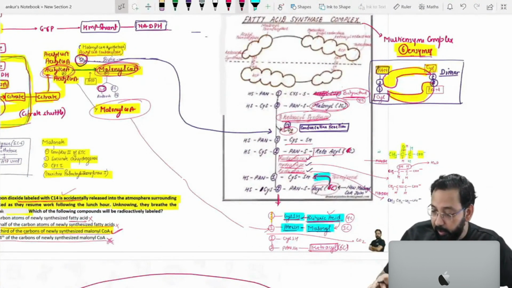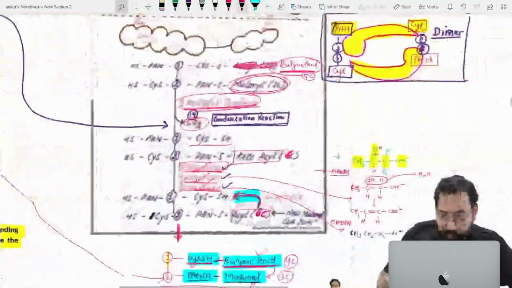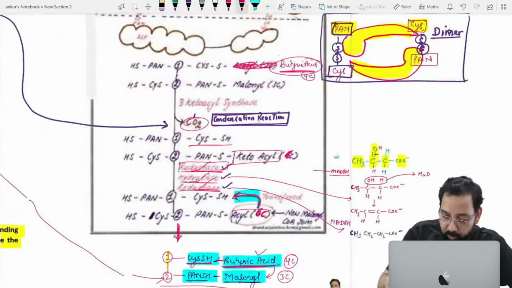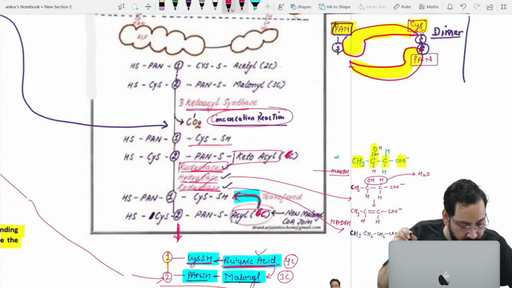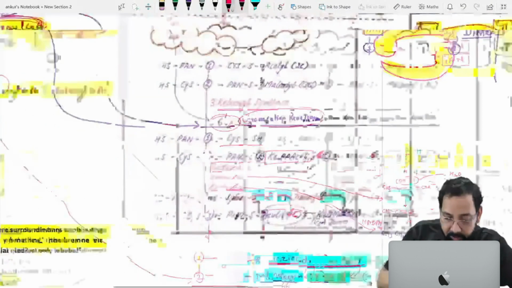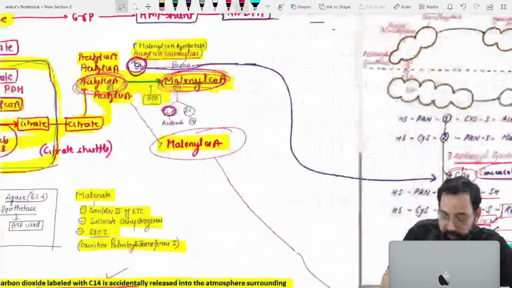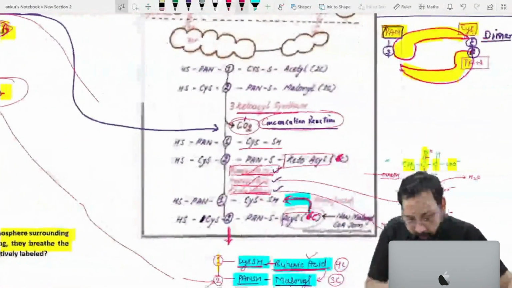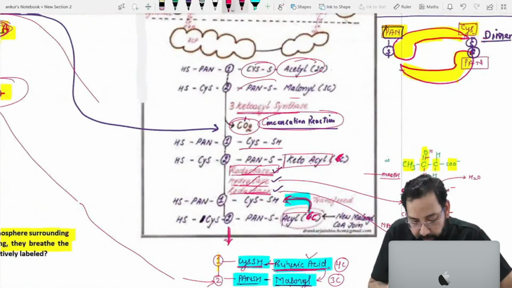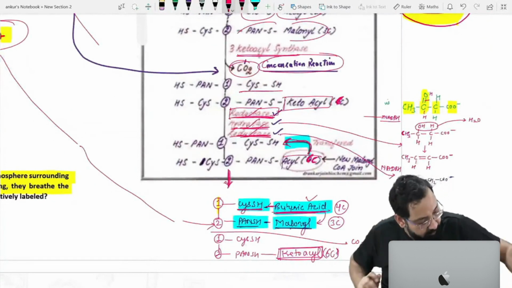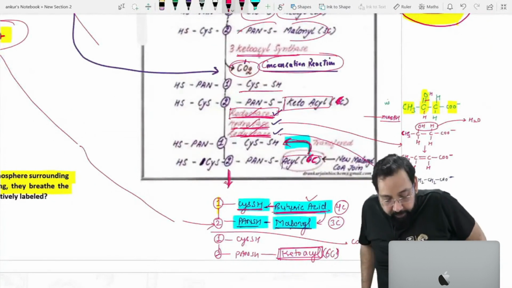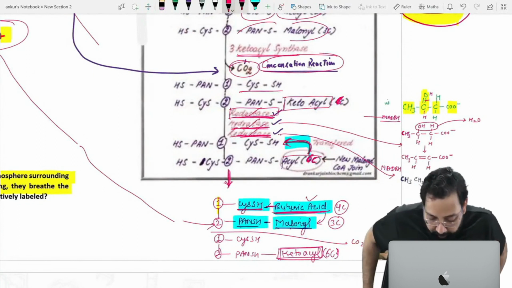So in this way, how are questions asked? Even if you don't remember so much, what are the questions you must know? First question is condensation reaction. The enzyme required is ketoacyl synthase and CO2 is removed, the same CO2 which was joined here. Second question: acetyl binds with cysteine, malonyl binds with pan. Then the sequence of enzymes: reductase, hydratase, reductase. This is more important.